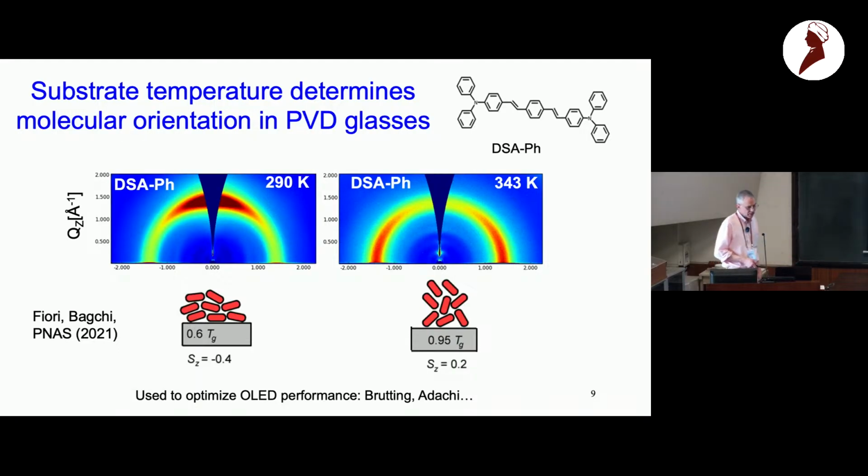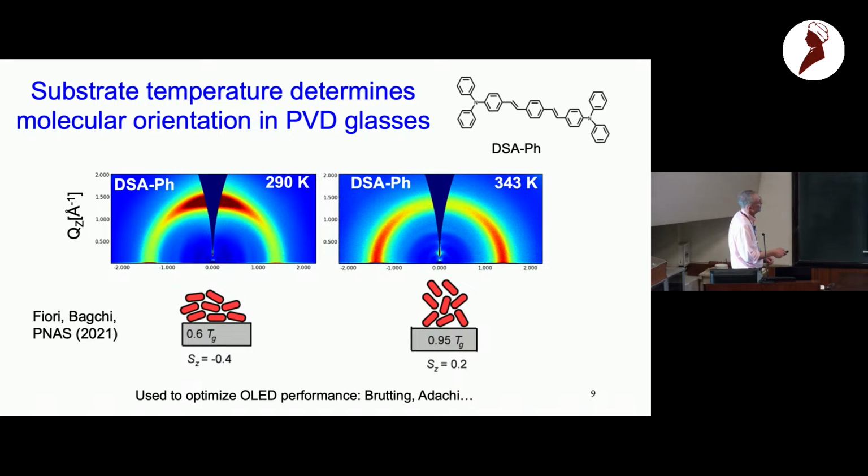All right, so now let's start talking about molecular orientation, which was the first kind of anisotropy I want to discuss. This molecule here is an emitter used in OLEDs. I'll talk about that a bit more in a minute. And all I want to illustrate here is that substrate temperature is a really key variable.